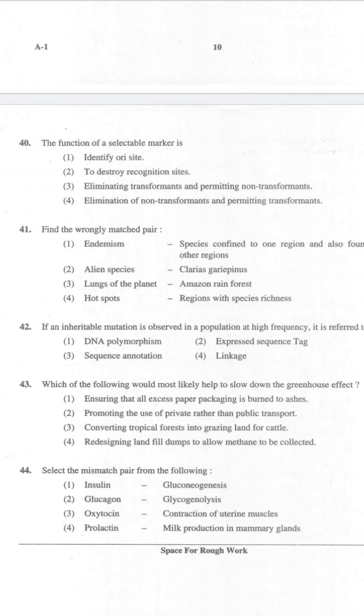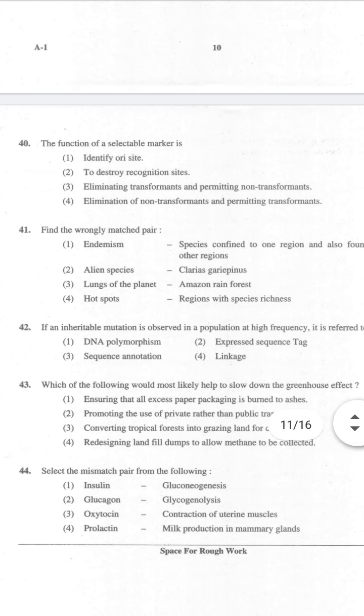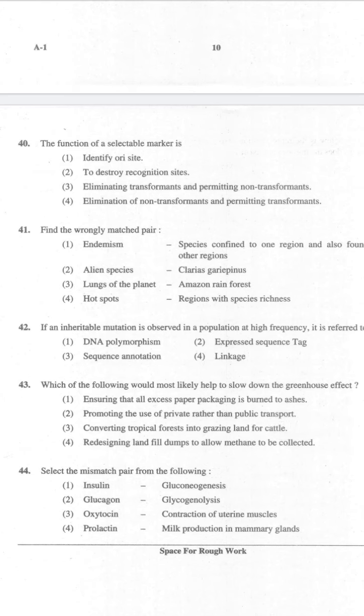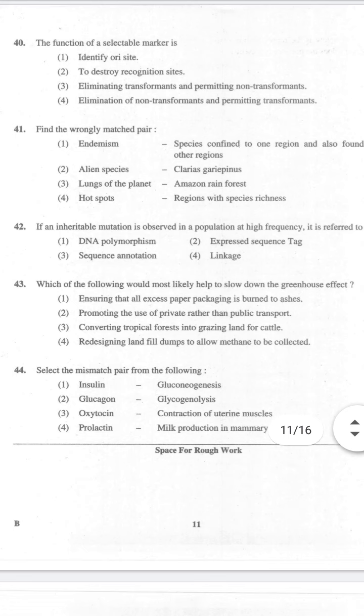In a selectable marker, in addition to ORI, the origin of replication, the vector requires a selectable marker which helps in selectively permitting the growth of the transformants. Transformation is a procedure through which a piece of DNA is introduced into a host bacterium. Hope you understood this one. Now let's go to the next question.